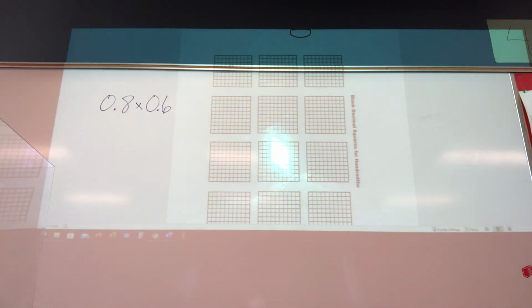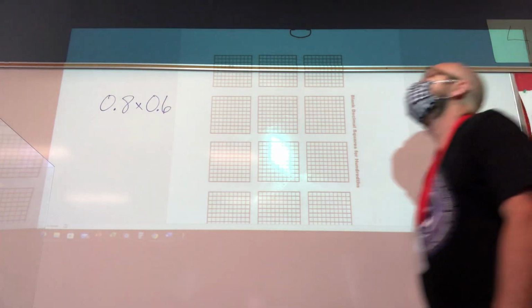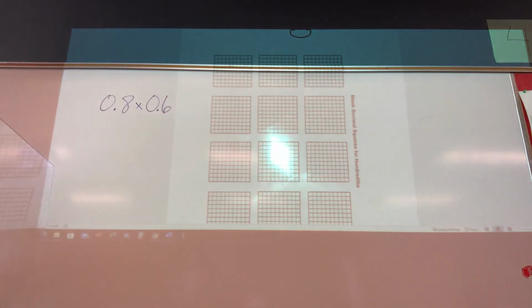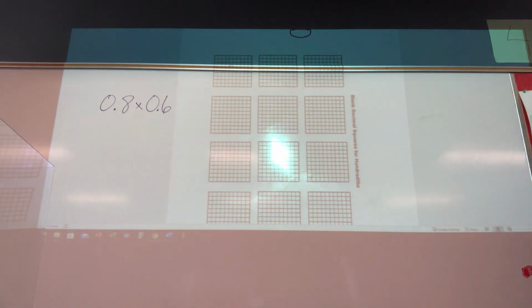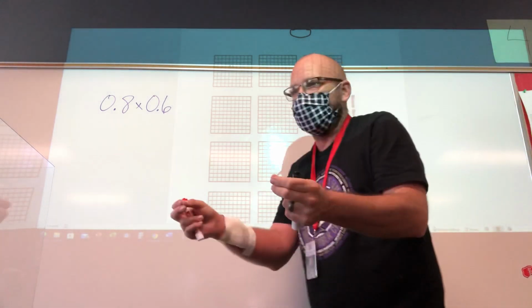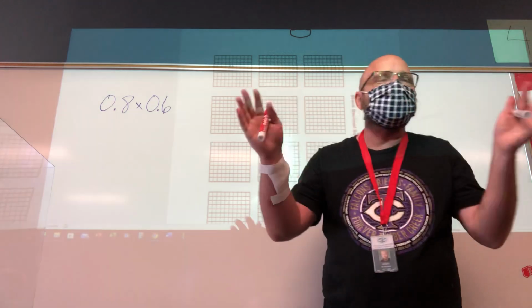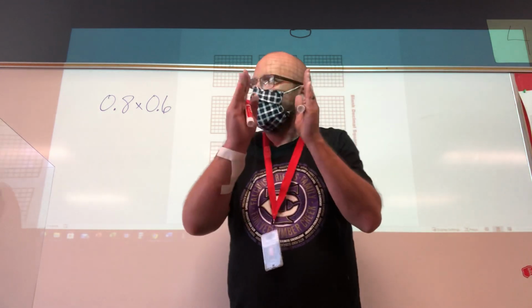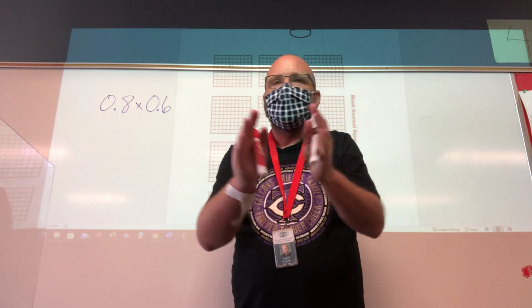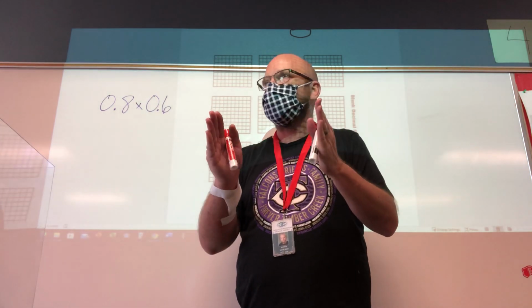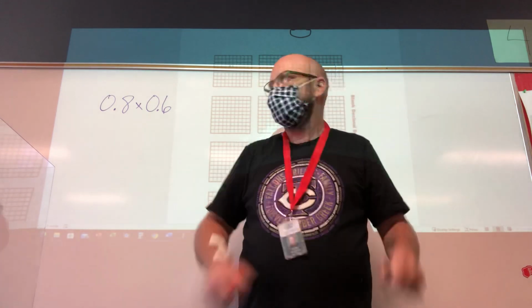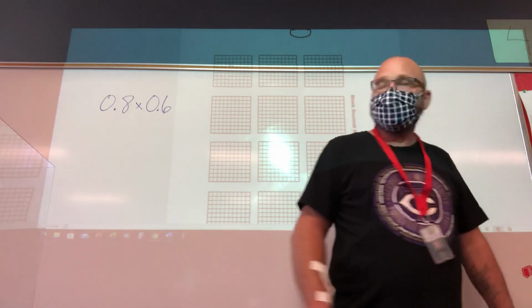No. None of them. There's a decimal. Neither one of these factors is greater than 1. If I multiply something by a number less than 1, it's going to get smaller. The value is going to get less. Multiplying by 1, it stays the same. Multiplying by something bigger than 1, the number gets bigger. Multiplying by something less than 1, the number gets smaller. Just think about it, okay?